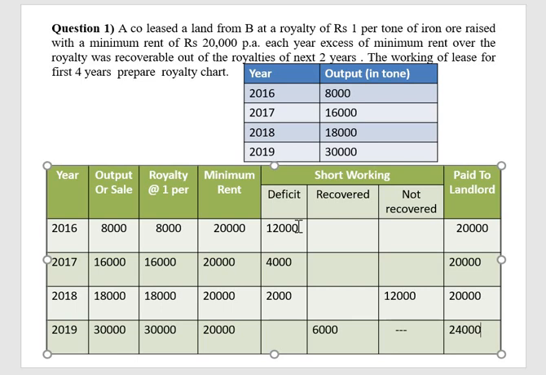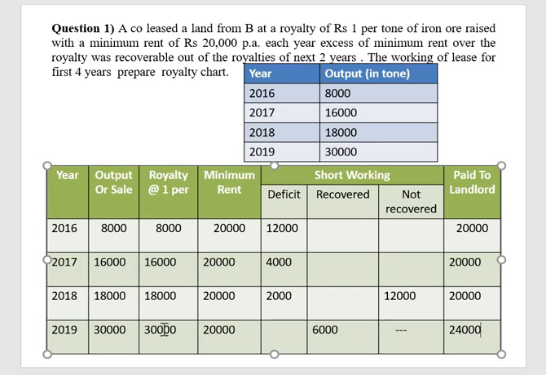Listen here. Deficit refers to when royalty is less than minimum rent. रॉयल्टी मिनिमम रेंट को कंपेयर करने के बाद कम हुआ तो देन इट इज अ डेफिसिट. Right now see, royalty is 8,000, minimum rent is 20,000, so then it is a loss, so 12,000. See again, royalty is less, 20,000 is minimum rent. So when royalty is less than minimum rent, it is a loss of 2,000 rupees.